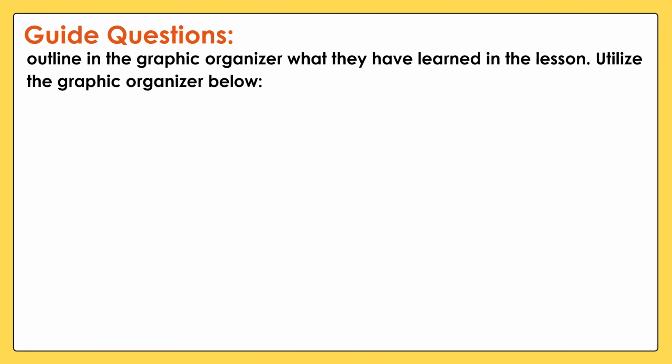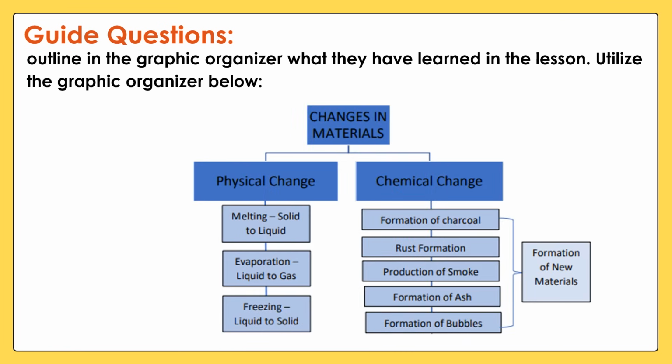Let's have this activity. Outline in the graphic organizer what they have learned in the lesson. Utilize the graphic organizer below. Changes in materials, we have physical change and chemical change. Under physical change, we have melting, evaporation, and freezing. For chemical reaction or chemical change, formation of charcoal, rust formation, production of smoke, formation of ash, and formation of bubbles, creating or forming a new material.